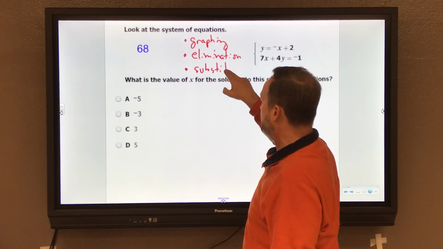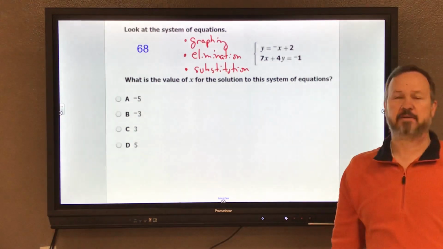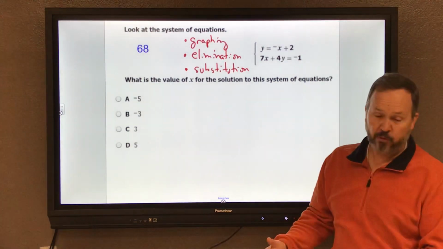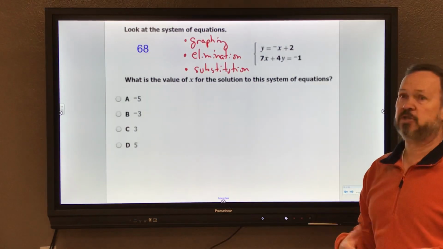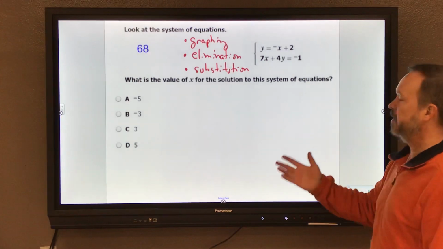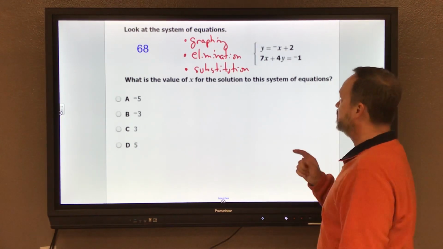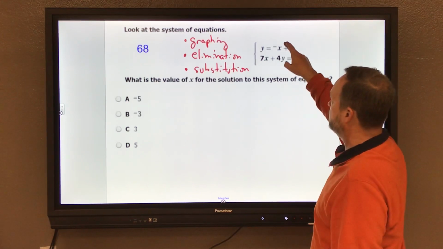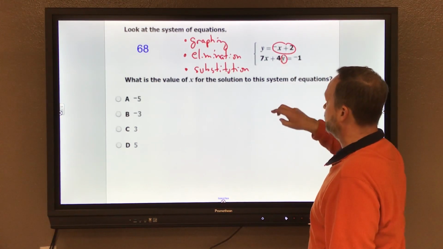We also said that some problems are built for graphing. If they're already in y-equals form, both of them, great, we just go. If they're in some other form, sometimes elimination is our best option, sometimes substitution is our best option. In this case, I believe substitution is the best option because we can take what y is and put it where y is.